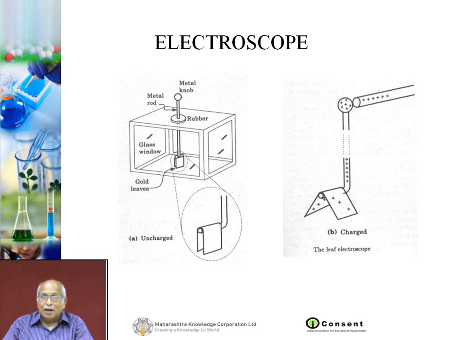At the center of the box there is a metal rod. The metal rod is inserted in the box through an insulating support, rubber say. This rod has a spherical knob at the upper end, a metal knob. It is metal. A metal rod having a metal sphere at the upper end is called a metal knob. At the lower end, there are two very, very thin gold strips. These are called gold leaves, supported from the metal rod. It is shown more clearly on the lower part of the box.